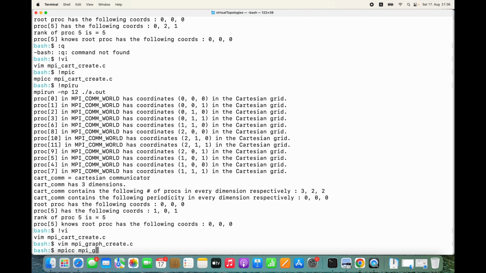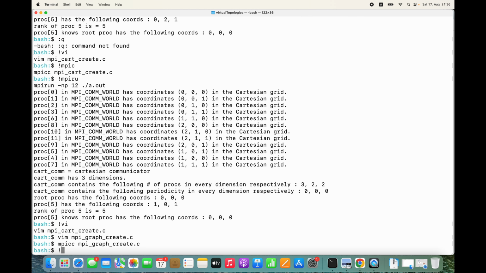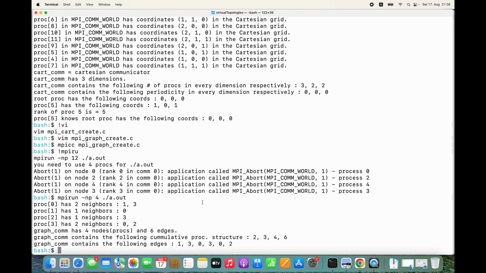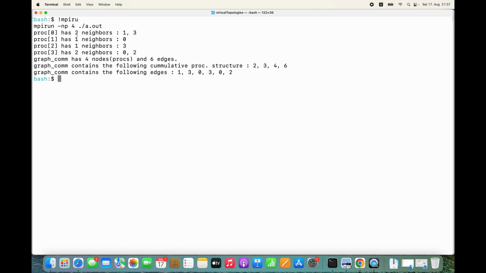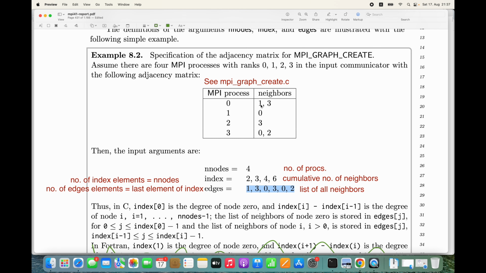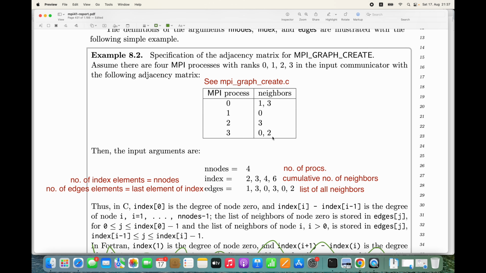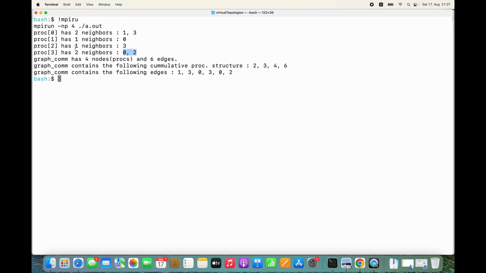So mpicc, MPI graph create, run it, not with 12 processes, but with 4. Let me clear the screen and do it again. You see that process 0 has 2 neighbors, those are processes 1 and 3. Process 1 has 0. Process 2 has 3 as the neighbor. Process 3 has the neighbors 0 and 2. It dumps out the number of neighbors you have, and it dumps out the actual values of those processes.